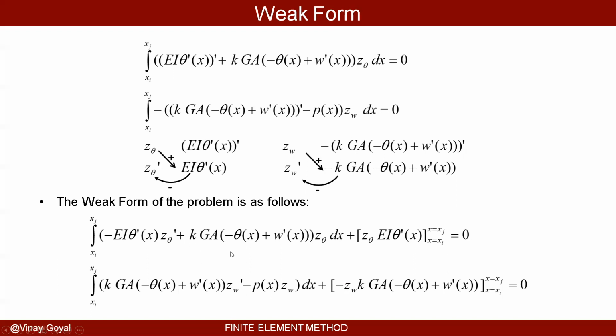So what I've accomplished by taking the residual and making it orthogonal to weight functions z theta and zw is that I have been able to then weaken the continuity requirements. And what I can do now is when I select my approximation function, it only needs to satisfy the essential boundary conditions, and the natural boundary conditions are implicitly satisfied in this equation.